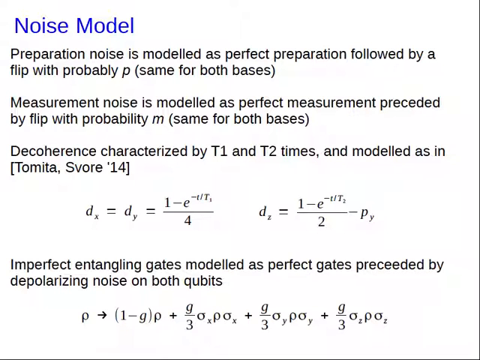We just take the same error model as in the Tomita and Svore paper, so it's characterized by T1 and T2 times. The T1 time is the time scale for bit flips, and the T2 time is the time scale for phase flips. And in imperfect entangling gates, we depart far from anything that's physically relevant by just saying depolarizing noise. That's something that's bad. Let's use that. So we use depolarizing noise for that.